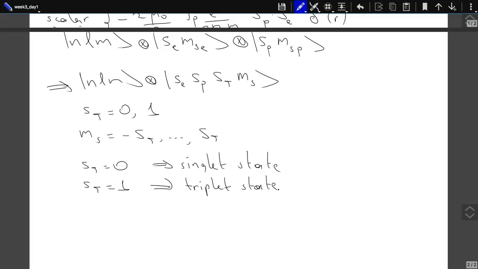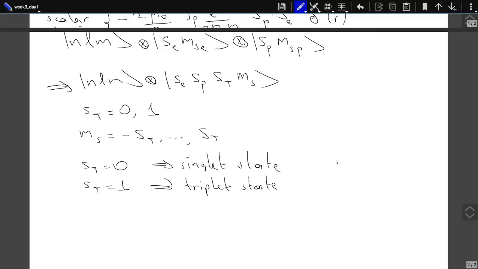Well, these are just the names. If the total spin is 0, then there's a single such state. That's why we call it the singlet state. And if the total spin is 1, we call it the triplet state. There's no half. I mean, we have an electron and a proton. Doublets. They form doublets. Sure.